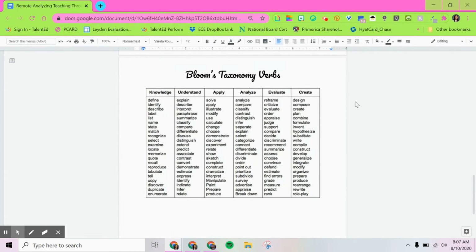And if you scroll down, these are the words that you can use for that second part, which is the behavior.